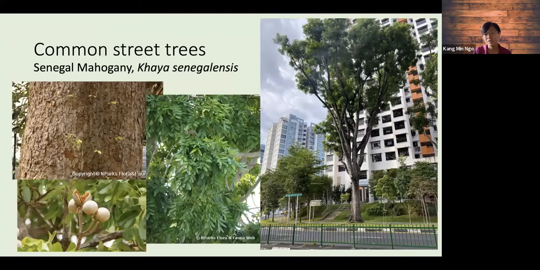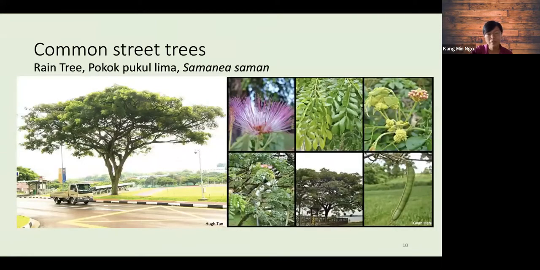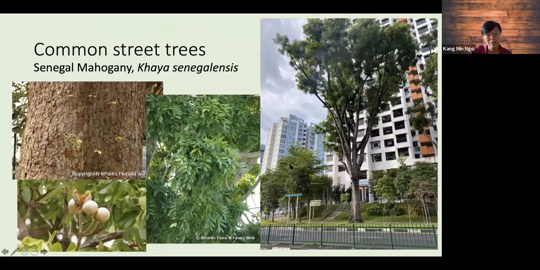Another common street tree is what I call the kaya tree, just taking from the genus name. It's also called the Senegal mahogany. Senegal is a place in Africa. So this is also a non-native because it came from Africa. And you can see the trunk can be a very, very big tree. The trunk can be more than 1 meter in diameter. I think this is the second most common street tree in Singapore after the rain tree.